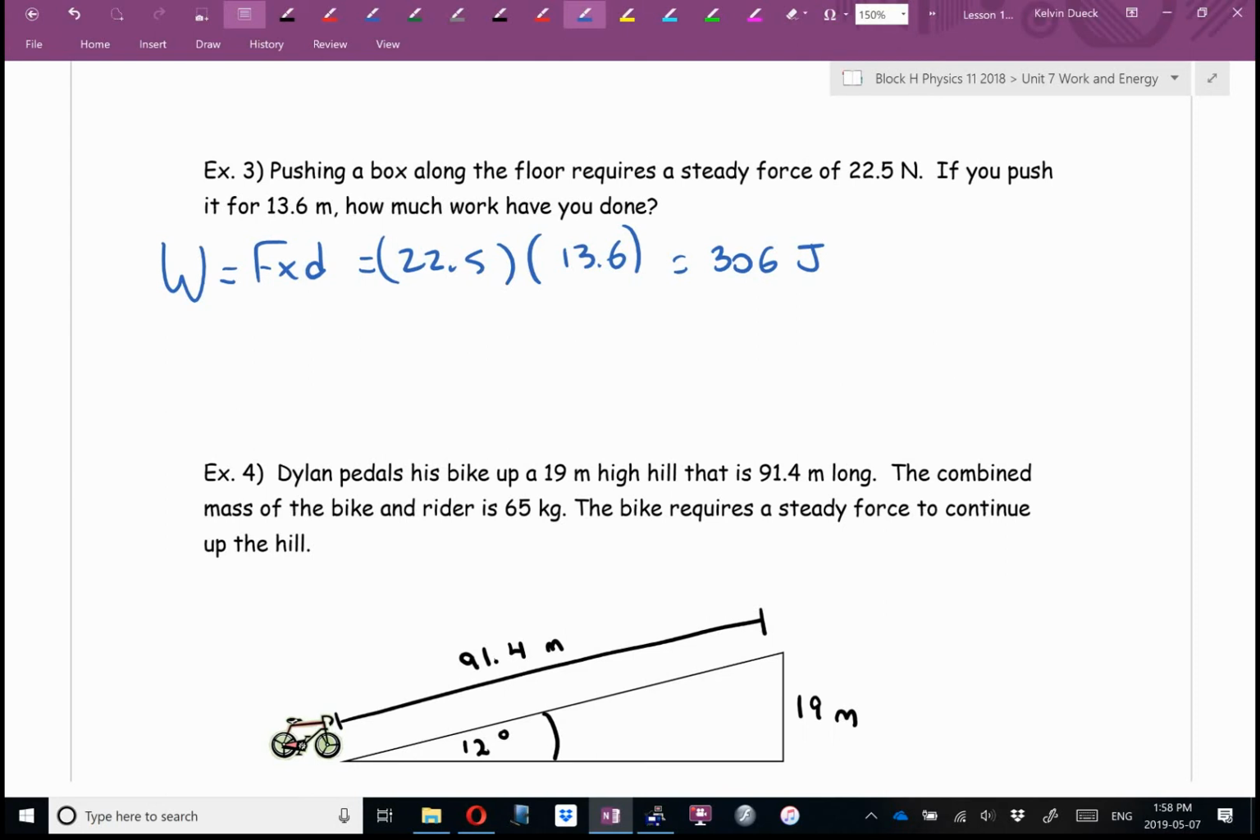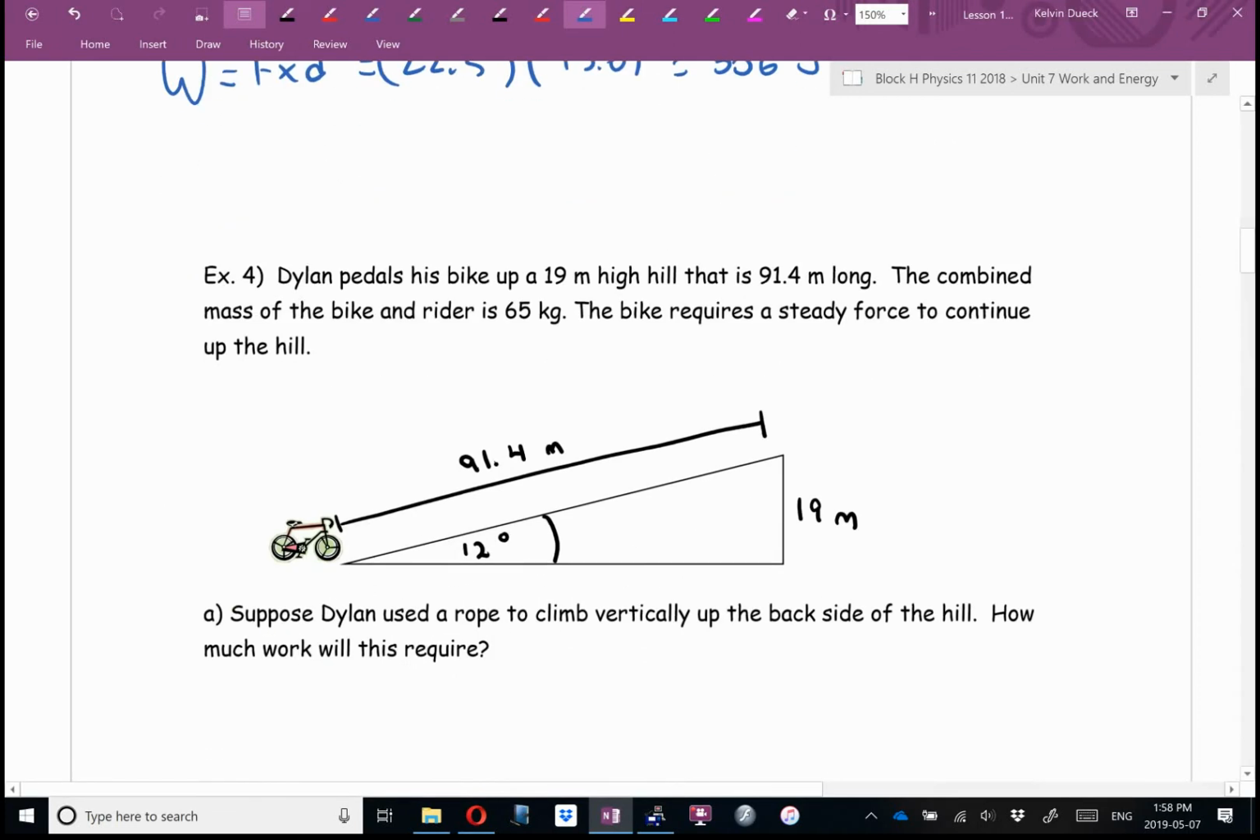Why? Okay. Dylan pedals his bike up a 19-meter high hill that's 91.4 meters long. The combined mass of the bike and rider is 65 kilograms. The bike requires a steady force to continue up the hill. If I wanted to figure out how much work to get to the top of the hill, don't write this down.